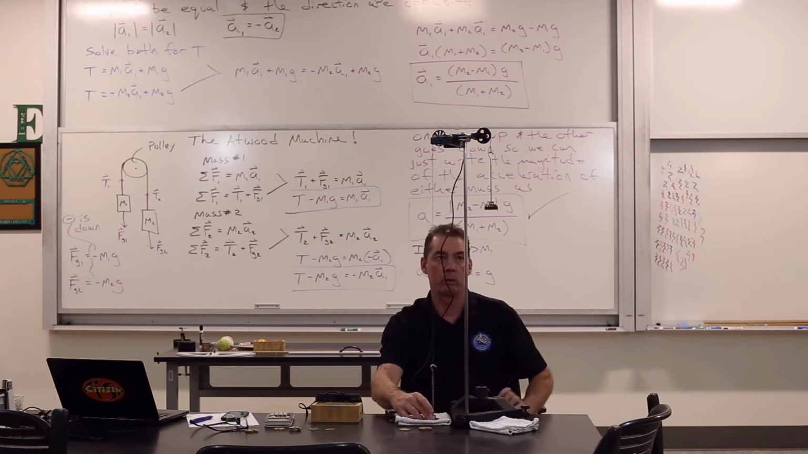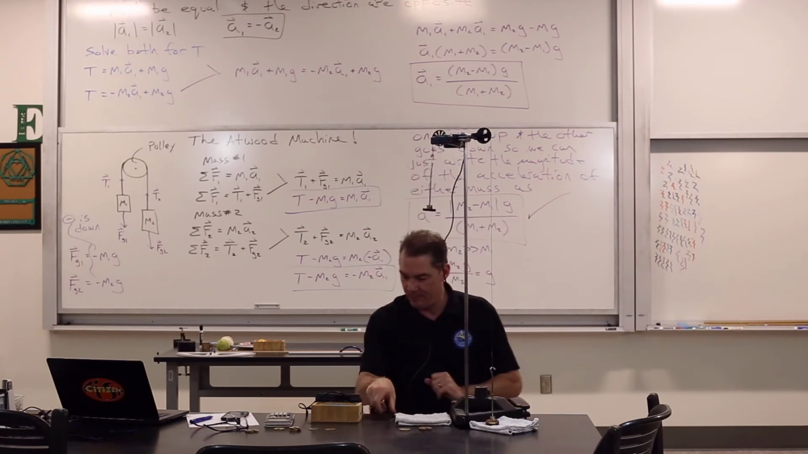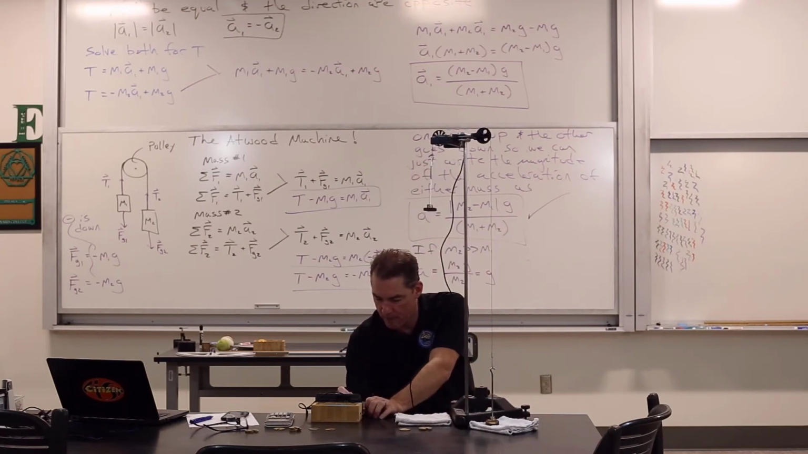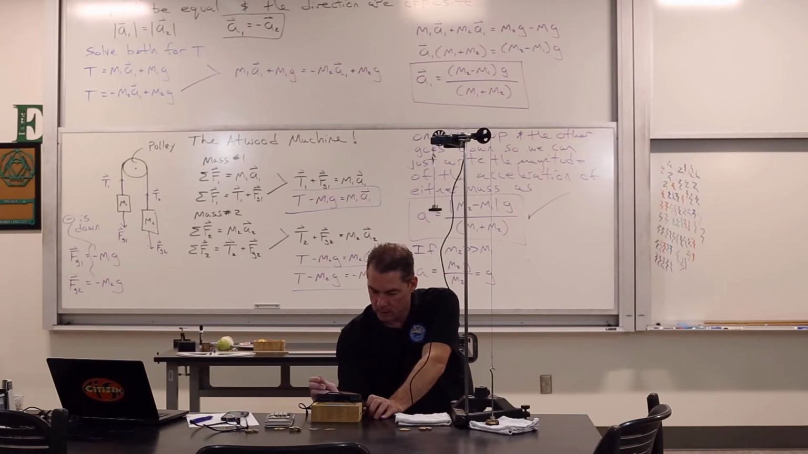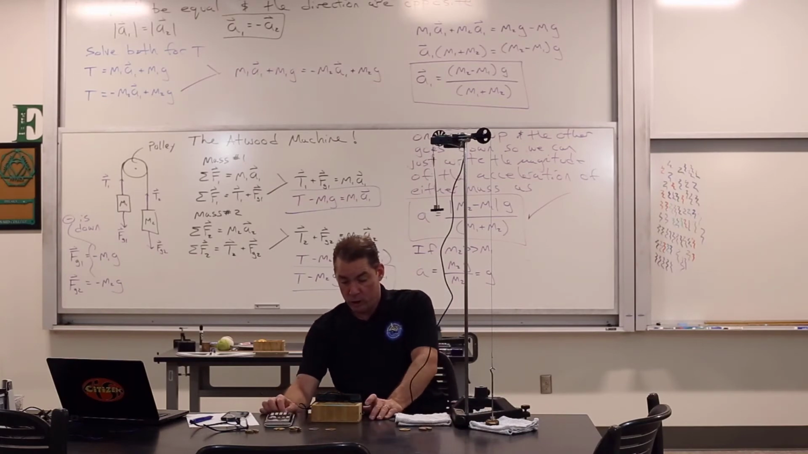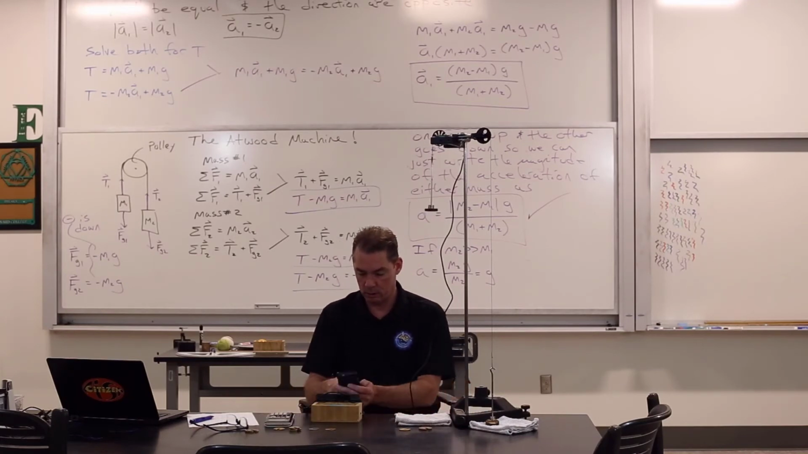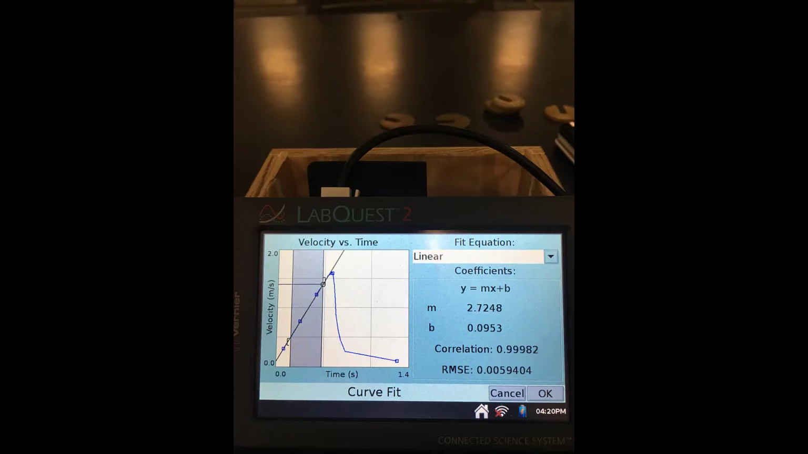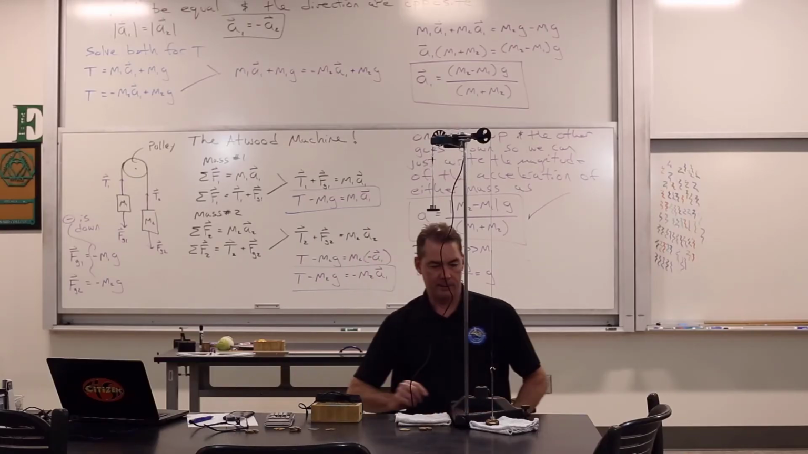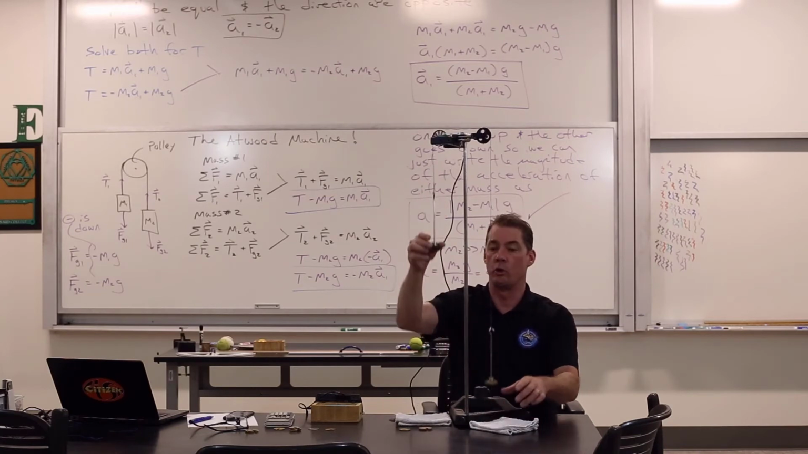Get some data, 1, 2, 3, go. All right. Got our nice little linear portion here. Stop. This, analyze. Velocity. 2.7248. A little bit bigger now. That's great. Right, as it should be. Do this 2 more times here.